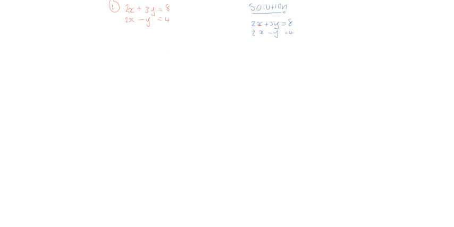Okay, so now in this case, I'm going to draw a line here and I'm going to draw another line down here. Why have I drawn these two lines?